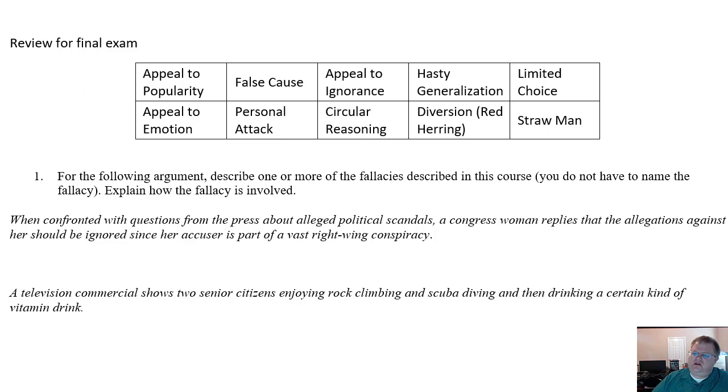It says, for the following argument, describe one or more of the fallacies. So my first job is to describe. In other words, identify what it is, and then explain the fallacy, explain how it's involved. In other words, what is it trying to say? So there's two answers to each of these statements. Probably one of the biggest mistakes I see students make is they don't read the question carefully enough to figure out how many answers they should be supplying.